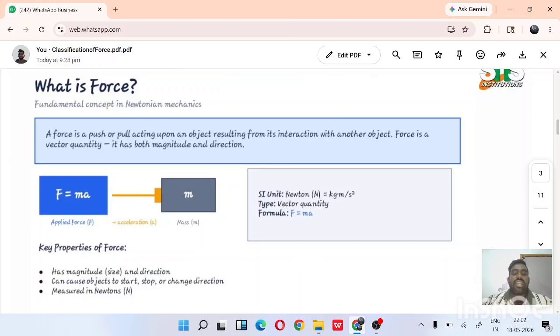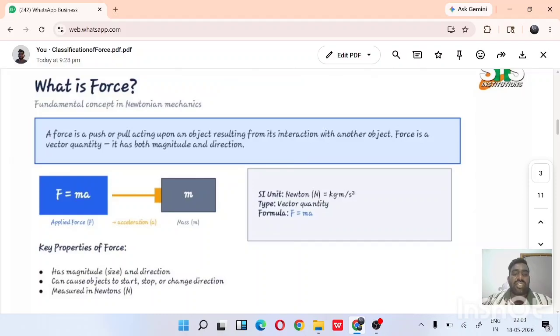What is force? Force is defined as a push or pull that can change the state of motion of an object. In biomechanics, force influences movement, stability, joint loading, and muscle actions. The SI unit of force is the Newton, represented by the letter N. According to Newton's second law, F equals ma, which means force equals mass multiplied by acceleration.